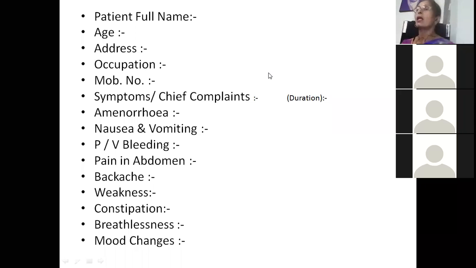and then comes abortion. So GPLA. G means how many times she is pregnant. P means how many times she has delivered, para. L means how many living issues she is having, either male or female, either daughter or son. Then comes the history of abortion. Whether there was any history of abortion, history of miscarriage, that is hemorrhage before the age of viability. And then accordingly, you have to take detailed history.